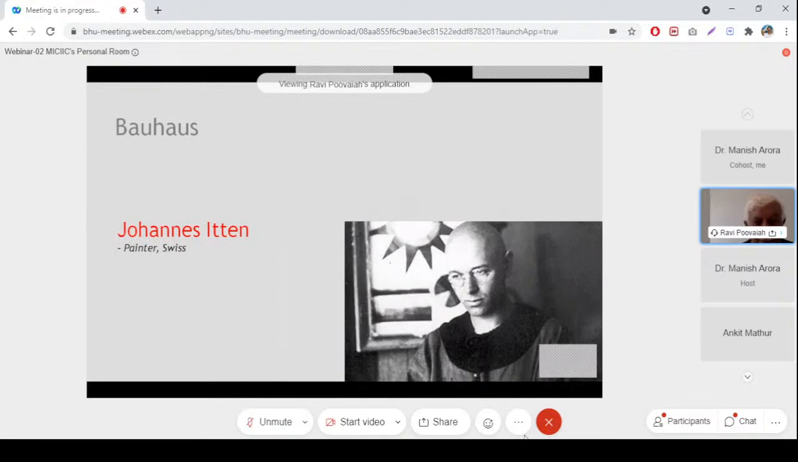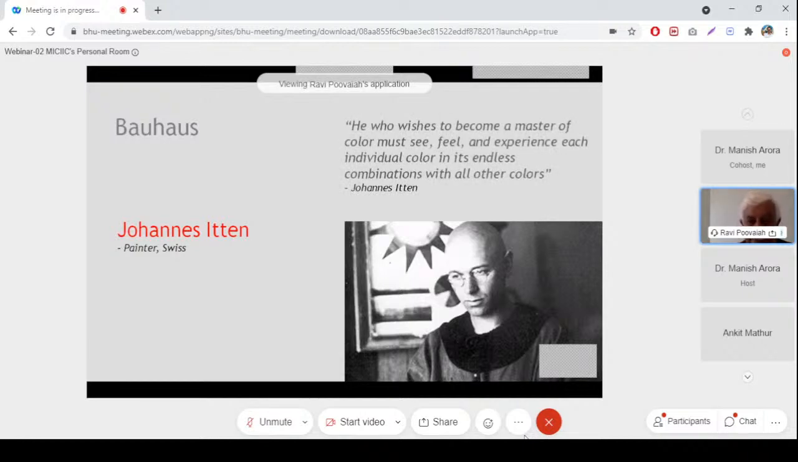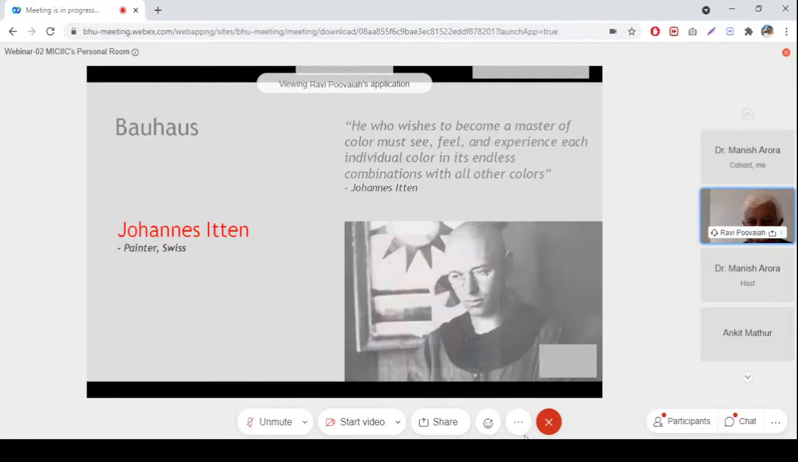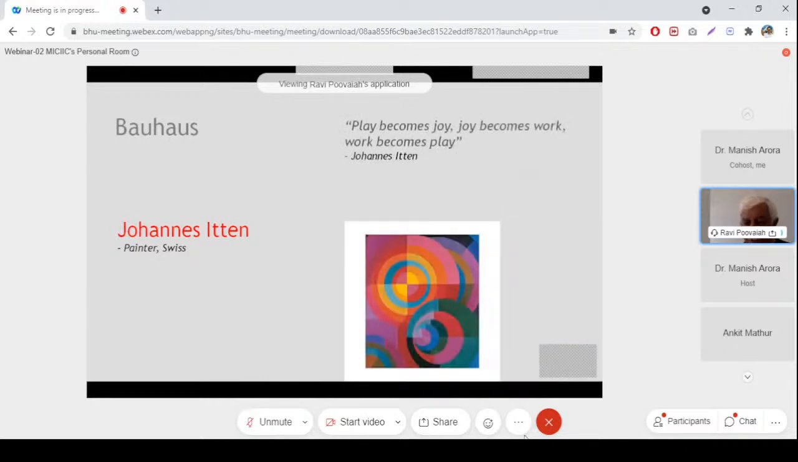Let's look at some of the teachers who were there, not all of them; I'm covering two or three. Johannes Itten, a Swiss painter, was always a radical. He's dressed up like a monk. Look at his statements. He taught color there. "He who wishes to become a master of color must see, feel, and experience each individual color in its endless combinations with all the other colors." Very nice statement. He also practiced what he taught.